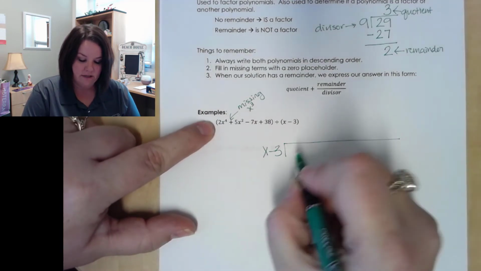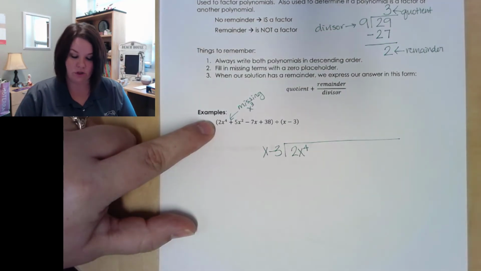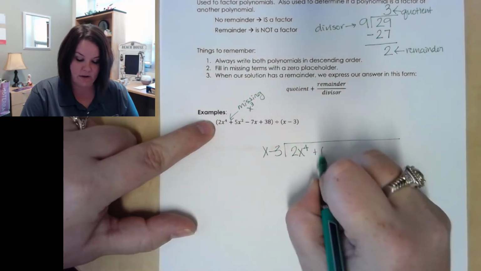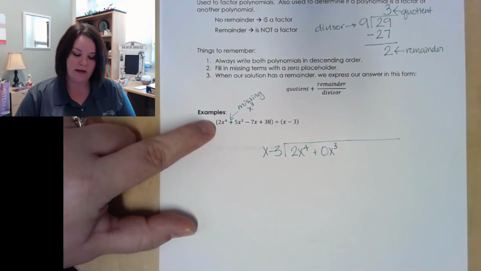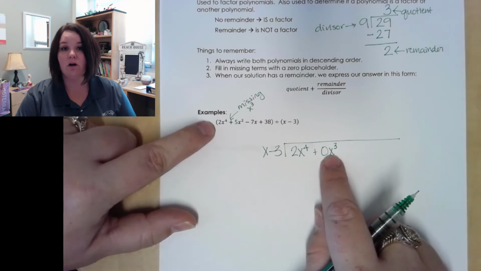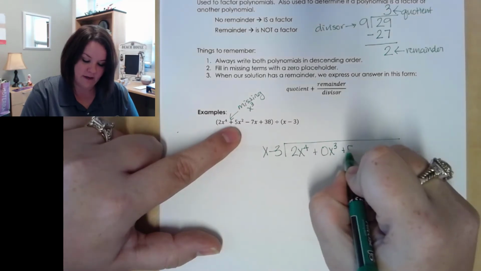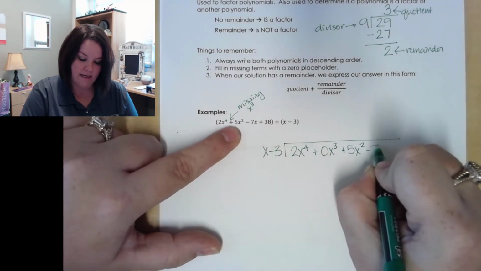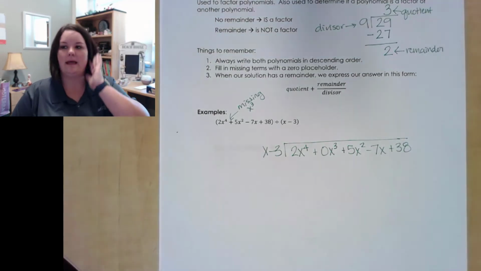This is our dividend. So we have 2x to the 4th. Remember, we didn't have an x cubed term, so we're going to put in a 0 x cubed term, or a 0 placeholder term, right? 0 times x cubed is just 0, so we're just putting in a 0 to hold that spot, okay? And then we have a positive 5x squared, a minus 7x, and a positive 38, okay?